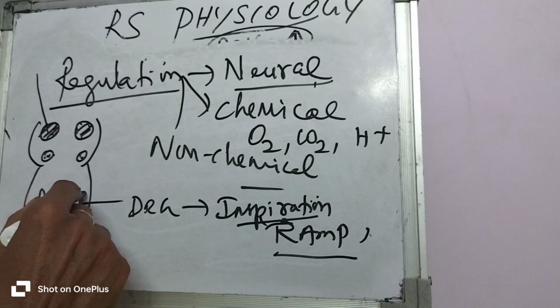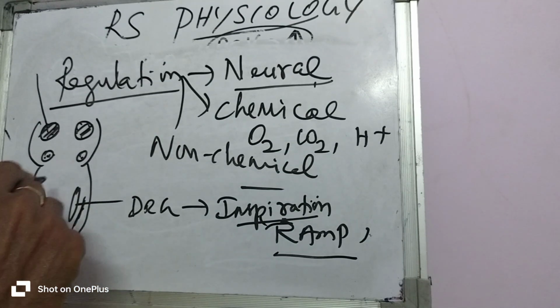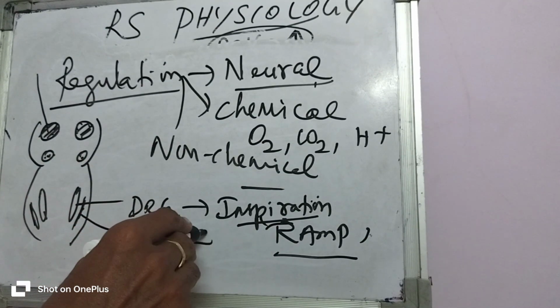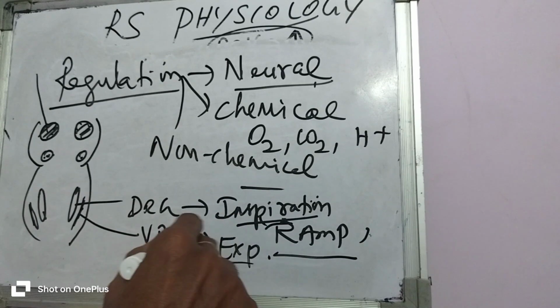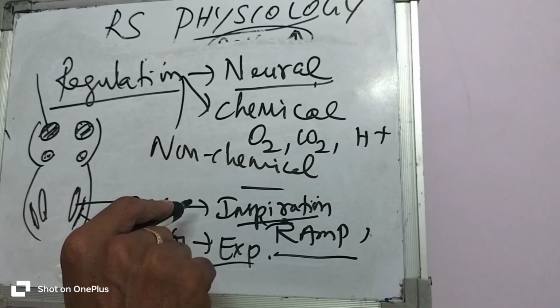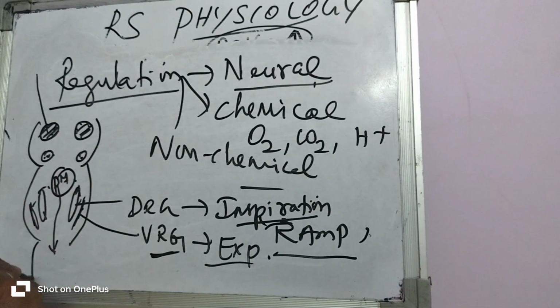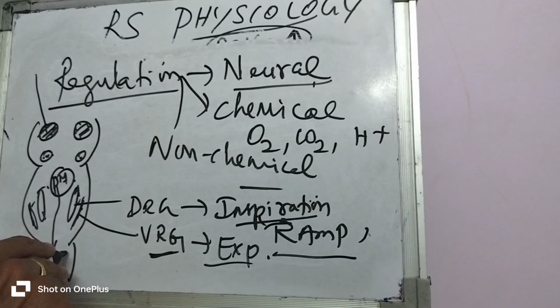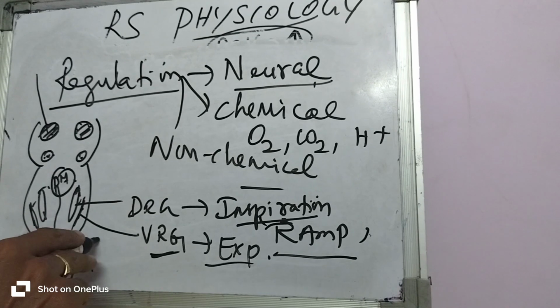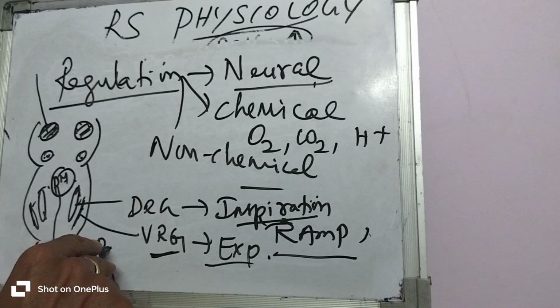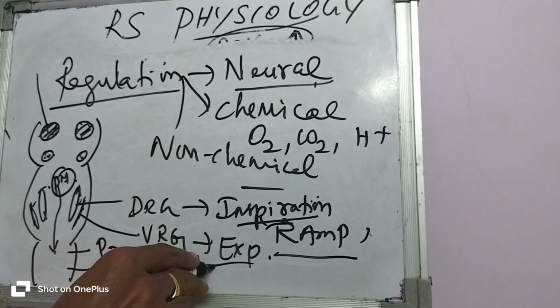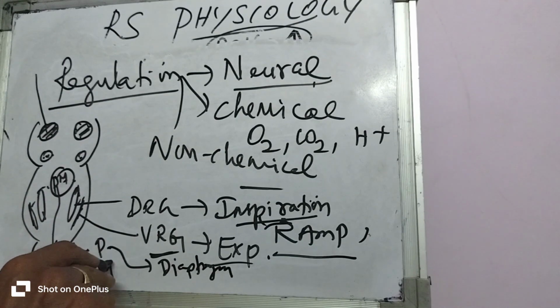Another center is the VRG, the ventral respiratory group neuron. It is concerned with expiration. It is normally inactive; during forced expiration it will be active. These two neurons project into the pacemaker neurons. The pacemaker neurons will send the signals to the spinal cord and to the muscles, especially to the phrenic motor neurons and to the thoracic motor neurons. The phrenic motor neurons will supply the diaphragm, and the thoracic motor neurons supply the intercostal muscles.